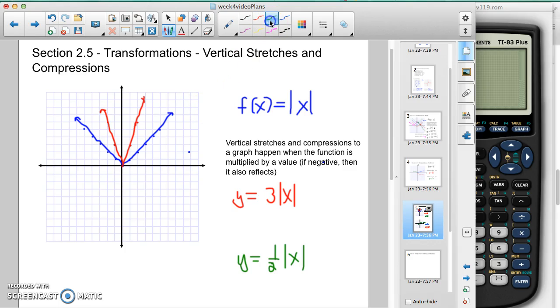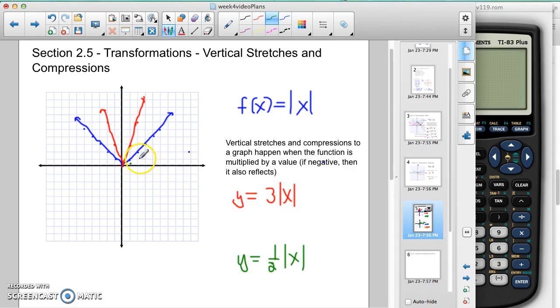Now the other part of this transformation is a compression. So if the value that we're multiplying by happens to be less than 1, or if it's negative and -1/2, then it would be flipped over, reflected on the x-axis as well as being compressed. So in this case, our 1/2 here, instead of going over 1 and up 1, we'd go over 1 and we'd multiply that by 1/2, so it would only go up as a half value here.